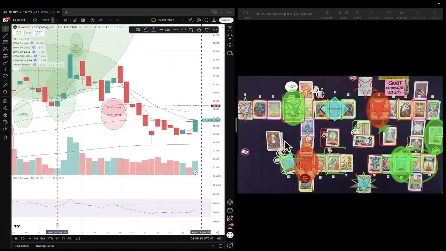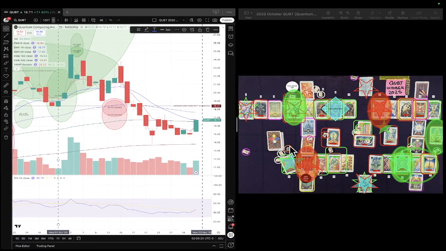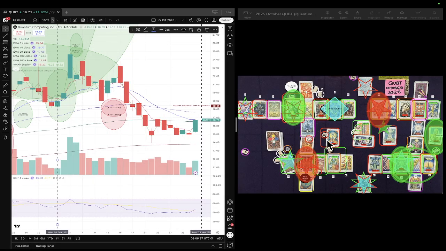Before we get into all of that, we'll also give you one of the best trades that we see for the month of November. But before we get into all of that, let's take a look at the October reading and see how we did.